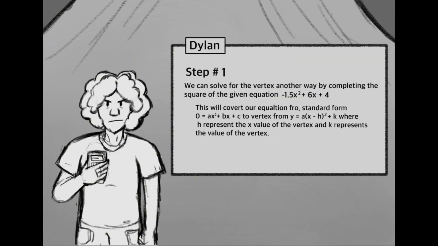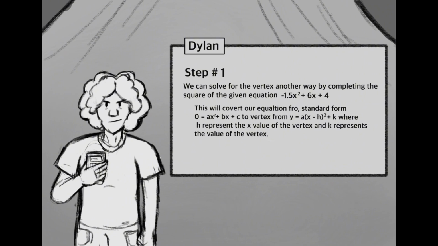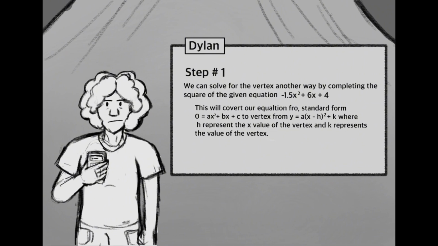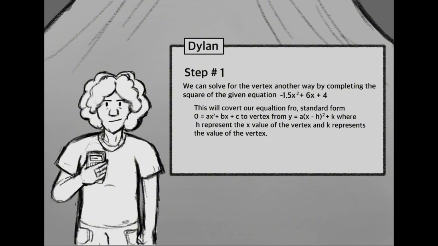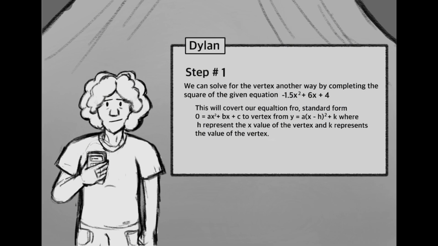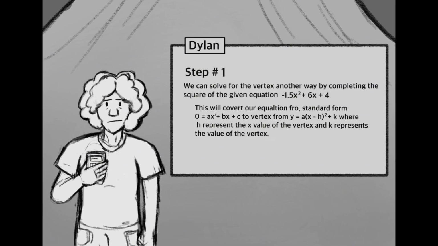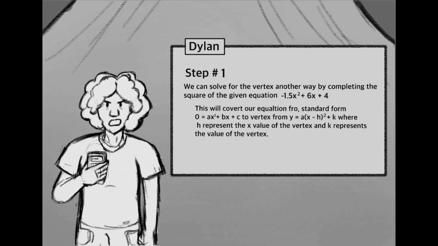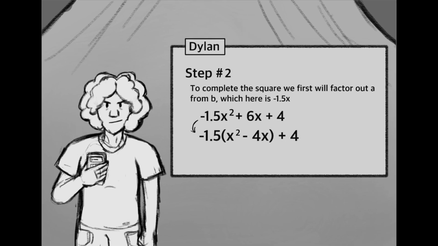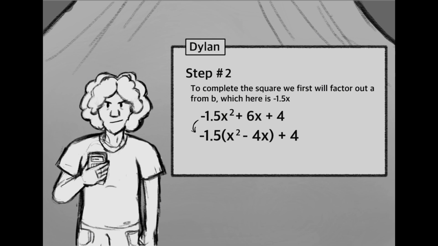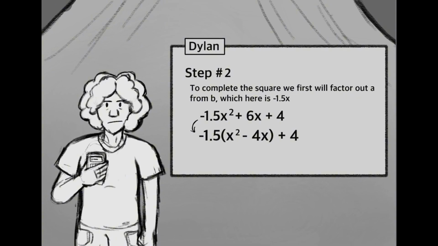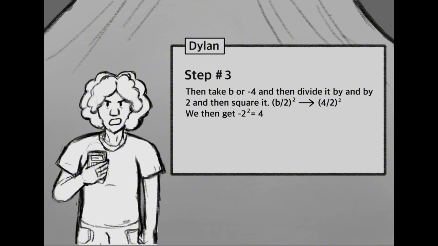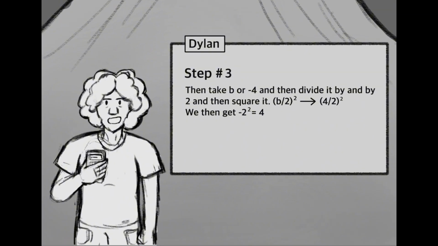We can solve for the vertex another way by completing the square of the given equation. This will change our equation from standard form, y equals ax squared plus bx plus c, to vertex form, y equals a bracket x minus h squared plus k, where h represents the x value of the vertex and k represents the y value of the vertex. To complete this, we will first factor out a from the x terms, which here is minus 1.5x. Then take b, or minus 4, divide it by 2 and square it.